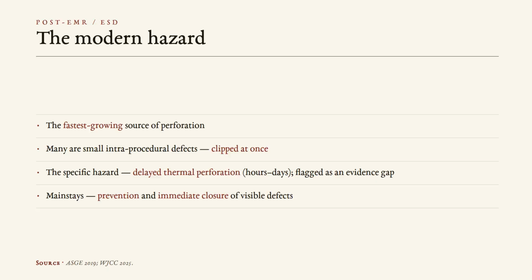A fourth modern setting deserves mention: perforation after endoscopic mucosal resection or submucosal dissection. This is the fastest growing source. Many are small intraprocedural defects clipped at once. The specific hazard is the delayed thermal perforation presenting hours to days later, which current guidelines flag as an area still needing better evidence. Prevention and immediate closure of visible defects are the mainstays.